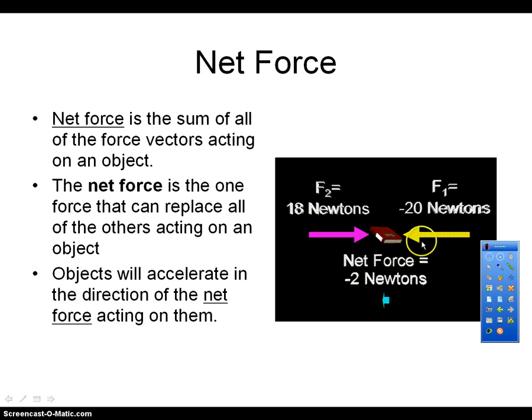The reason I care about the net force is because it tells me which direction objects are going to accelerate. Whatever direction the net force is, that's the direction it's going to accelerate. So this book would accelerate to the left because it has a net force of negative 2 newtons on it. So when we're worrying about the motion of an object, you need to know the direction of the net force so you'll know what direction it's accelerating.